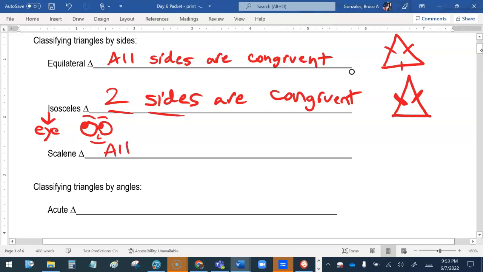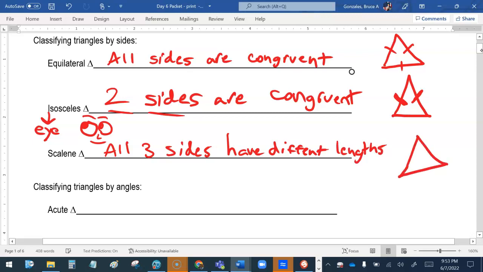All right, scalene. All 3 sides have different lengths. So for example, if you know all 3 sides are different, that's scalene, okay? It could be like 3, 4, and 5, you know? So, all right, so that's by the side length. So again, all this is by sides, very important.